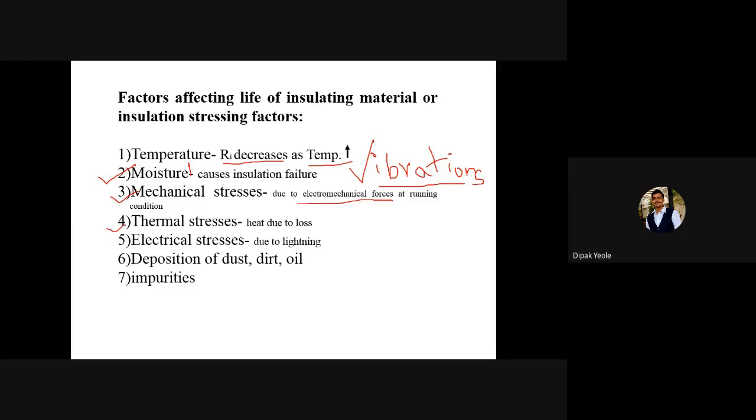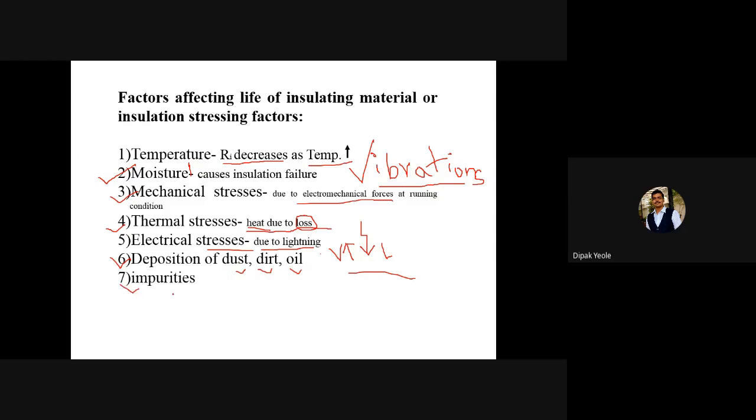The thermal stresses, you can say heat due to the loss. Obviously loss is nothing but a wastage of energy. So we have to control the heat produced, obviously the temperature produced. The electrical stresses due to lightning. Whenever lightning strikes a particular electrical equipment, because of this lightning a sudden voltage rise occurs, and because of this voltage rise your insulator will get damaged. Then there is the deposition of dust, dirt and oil, and impurities, or foreign particles.